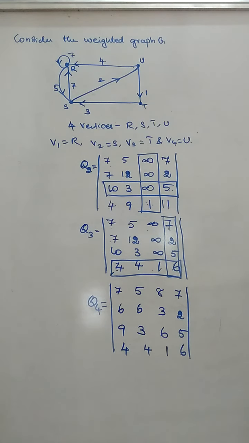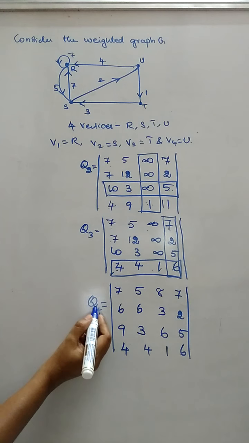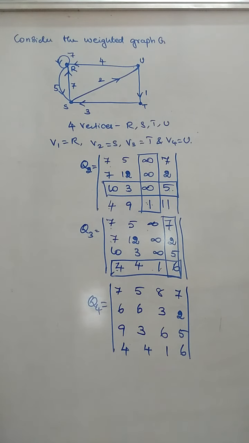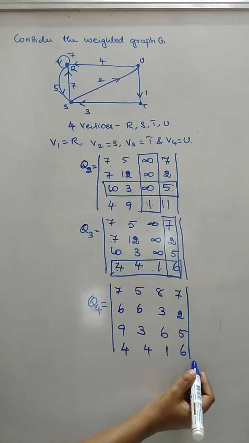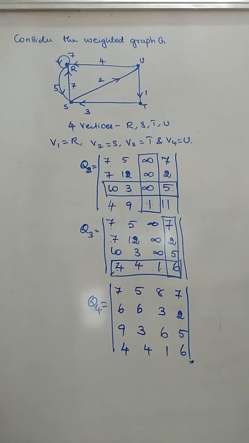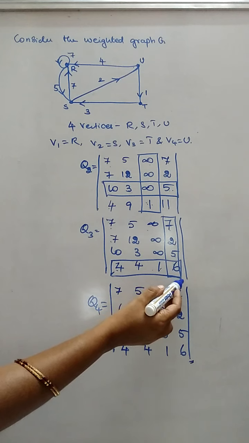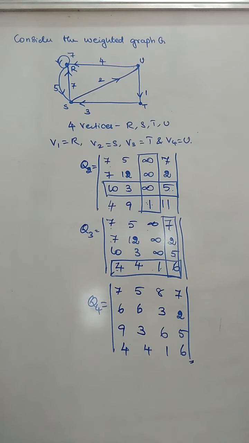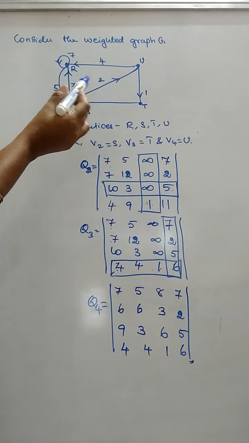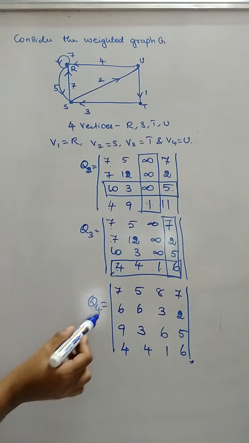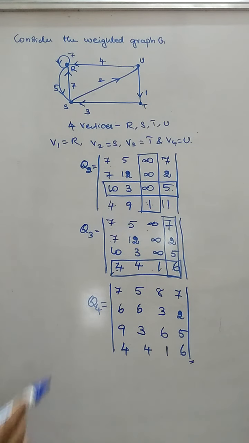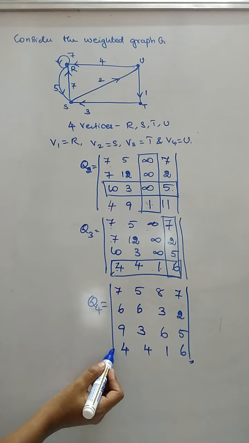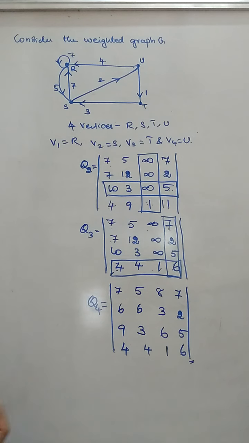Okay. So after deriving the matrix Q4, there is no necessity to derive one more matrix as Q5. The reason here is, since we have processed till the 4th row and 4th column, there is no necessity. And one more thing, here we are having only 4 vertices. So up to Q4 you can stop it and you can conclude this is the shortest path between every pair of vertices.